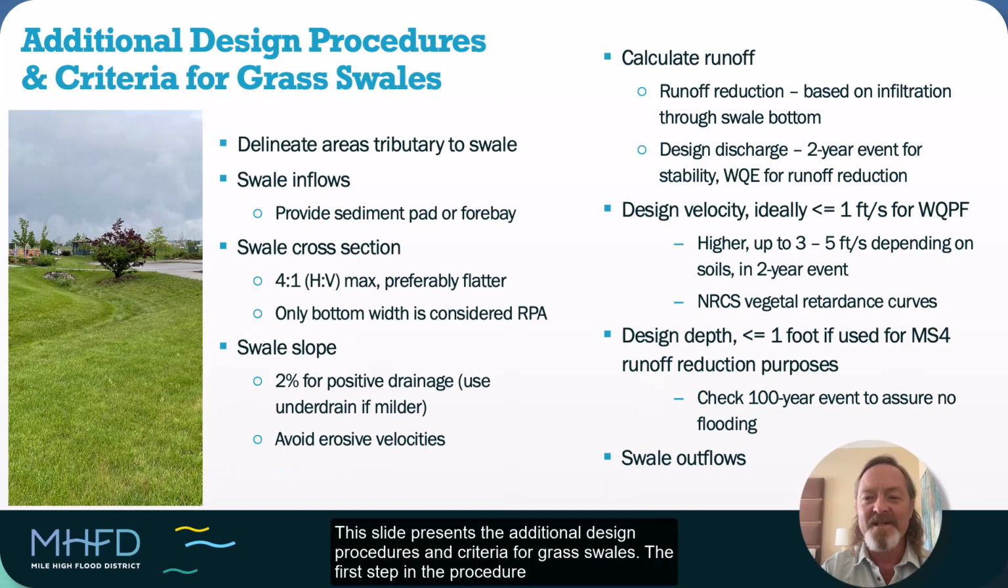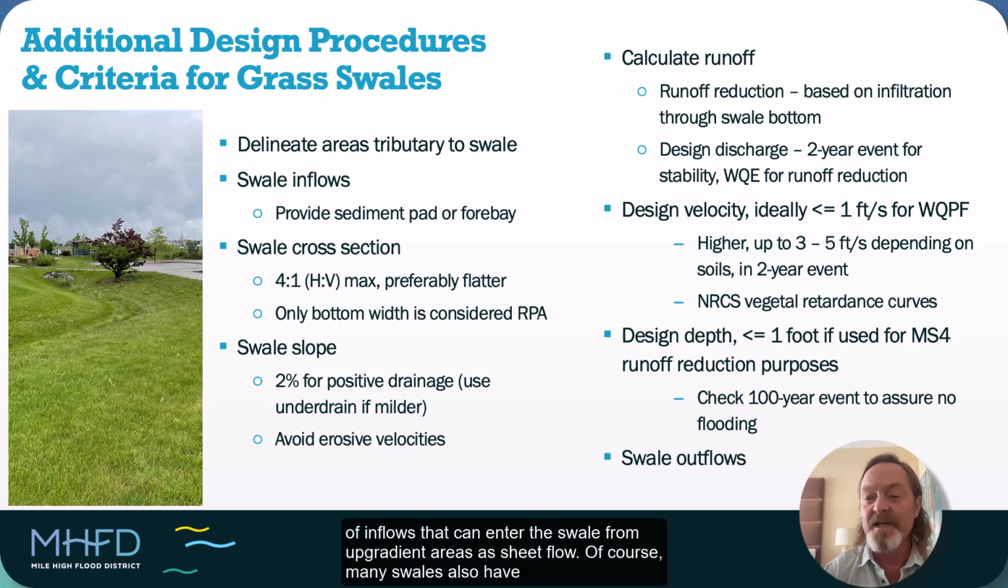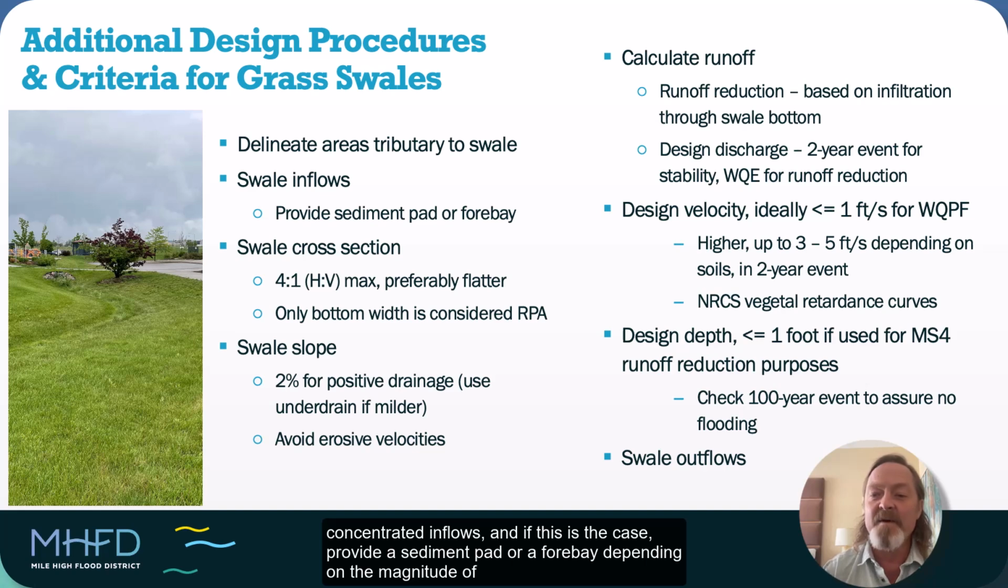This slide presents the additional design procedures and criteria for grass swales. The first step in the procedure is to delineate and characterize the areas tributary to the swale. To design swale inflows, consider sheet flow and concentrated inflow. You can use the banks of swales as buffers to provide filtration of inflows that enter the swale from upgradient areas as sheet flow. Of course, many swales also have concentrated inflows, and if this is the case, provide a sediment pad or a forebay, depending on the magnitude of the concentrated inflow to the swale.